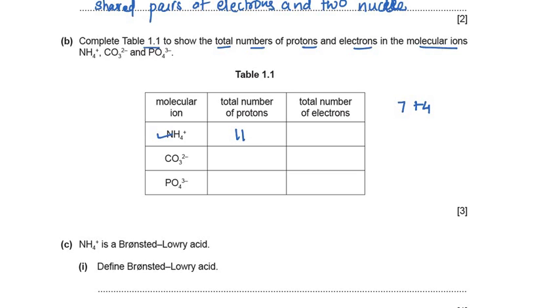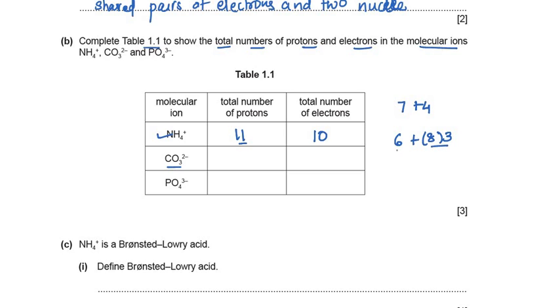Now according to the system, total number of electrons should be the same as protons, but here it's an ion with a positive charge, so 1 electron less. So the total number of electrons present in this ion should be 10. Now if you talk about carbonate ion, again you can calculate. There are 6 protons from carbon, and then there are 8 protons from each of the oxygen, but then there are 3 oxygens, so multiply by 3.